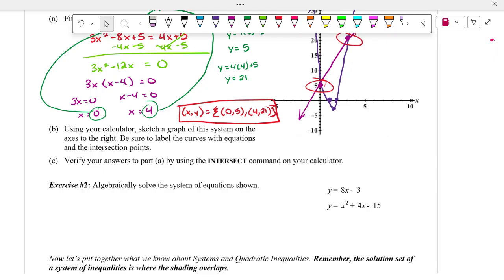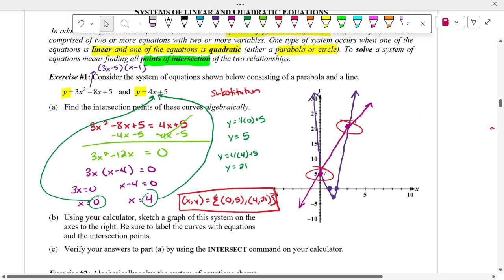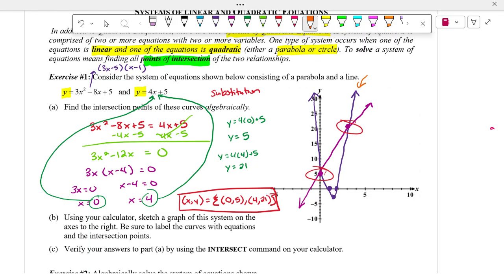And then the other, y equals 3x squared minus 8x plus 5, we're about to do that. Say it one more time. So y equals 3x squared minus 8x plus 5, that's this curve right here, the parabola. The line is 4x plus 5. So this is 4x plus 5, and this is 3x squared minus 8x plus 5. So essentially we graphed these two equations and found their points of intersection.